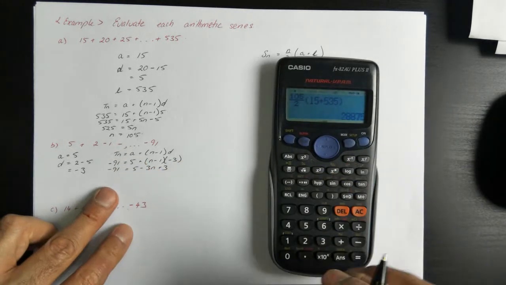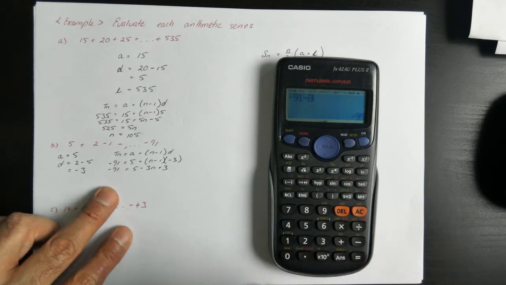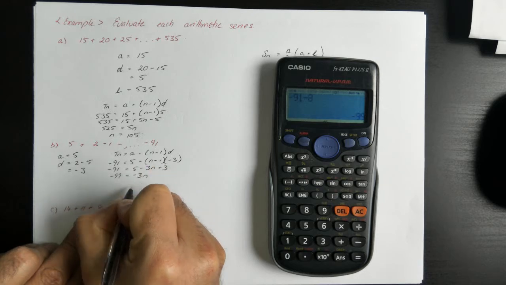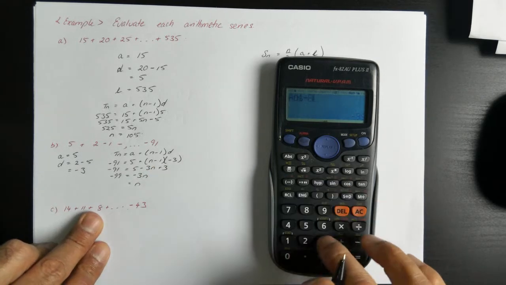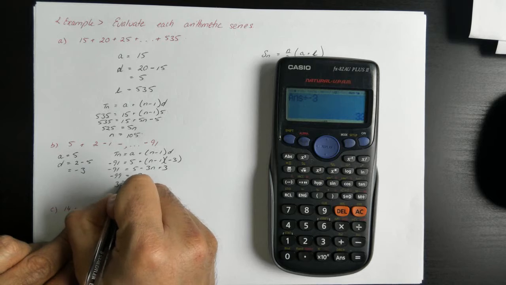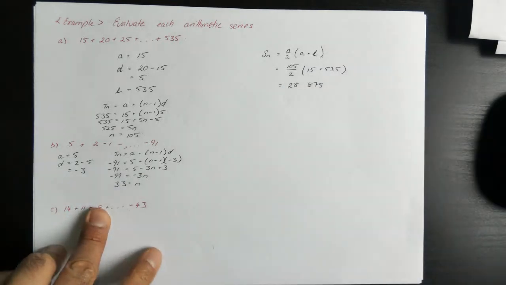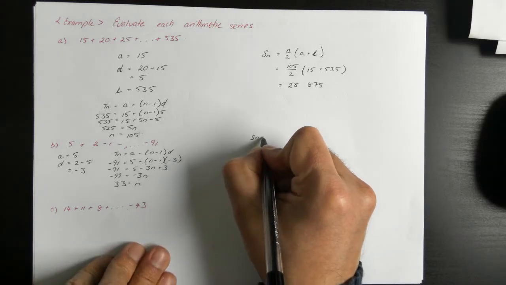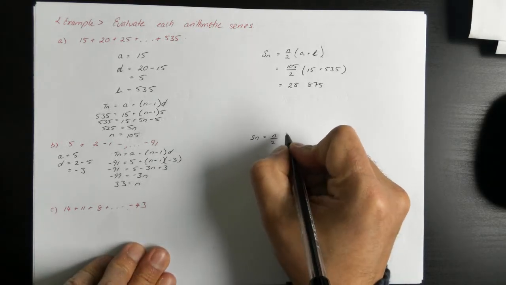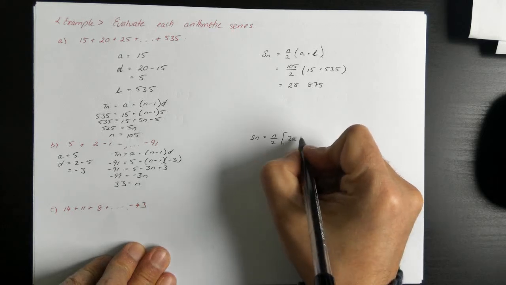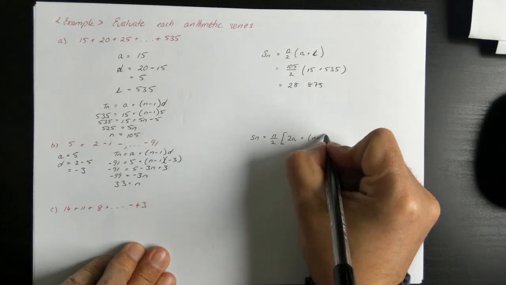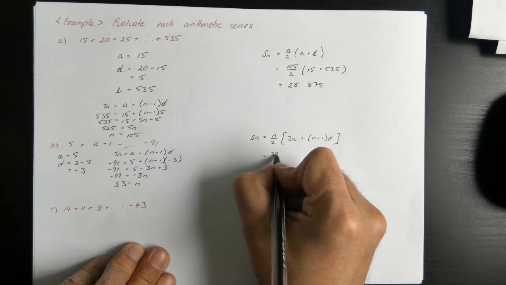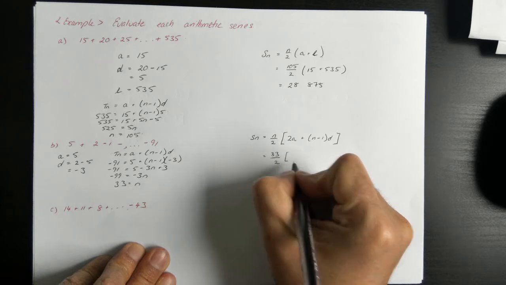So 5 plus 3 is 8. So negative 91 minus 8 is negative 99. 3n divided by negative 3, we get 30. N equals 33. Okay, so maybe I'll use the other formula now. I'll use Sn equals n over 2 times 2a plus n minus 1 d. Okay, so n is 33 on 2.